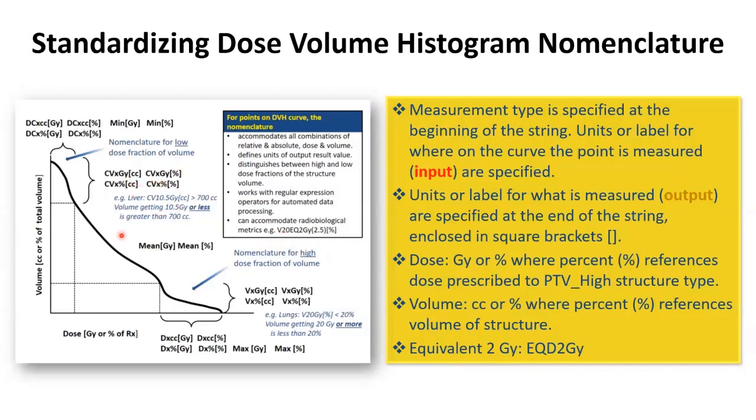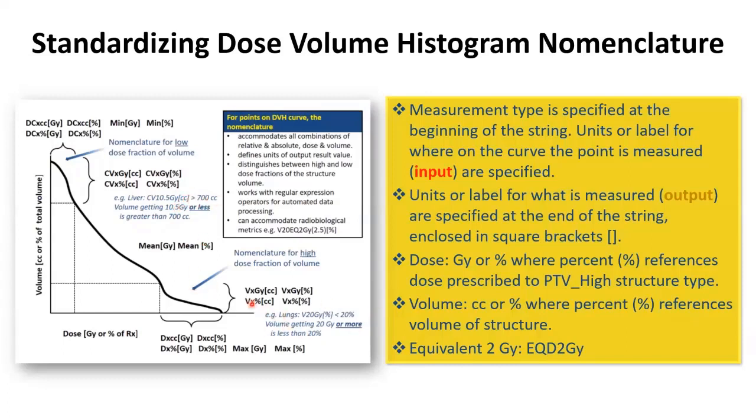So let's take this one, the low dose fraction here. For example, for the liver, CV 10.5 gray [CC] greater than 700 CC. So this is the volume of the liver getting 10.5 gray or less, which is greater than 700 CC. So this is in this area. C, we said, means cold or complement. So the volume 10.5, this is the gray, so how much dose? And in brackets in CC, so this is my output. So this CC should match this one. I can use percentage, and if I use percentage here, the percentage should match here.